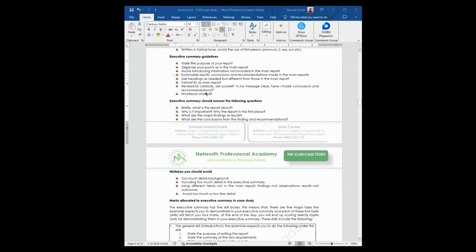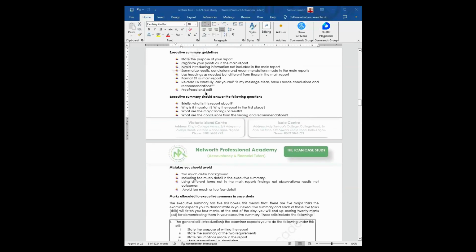Now, here are a few guidelines about executive summary. The first thing is that you must state the purpose of your report. The purpose of that report that you have done, you must state it at the beginning of your executive summary. Just like I mentioned when I was discussing abstract, for every abstract, you have to state the purpose, the reason why you have carried out that research.